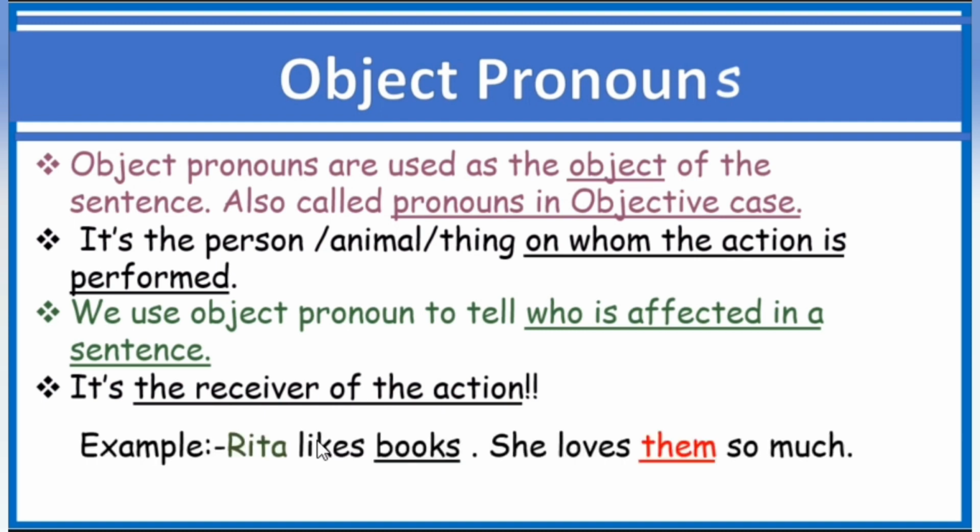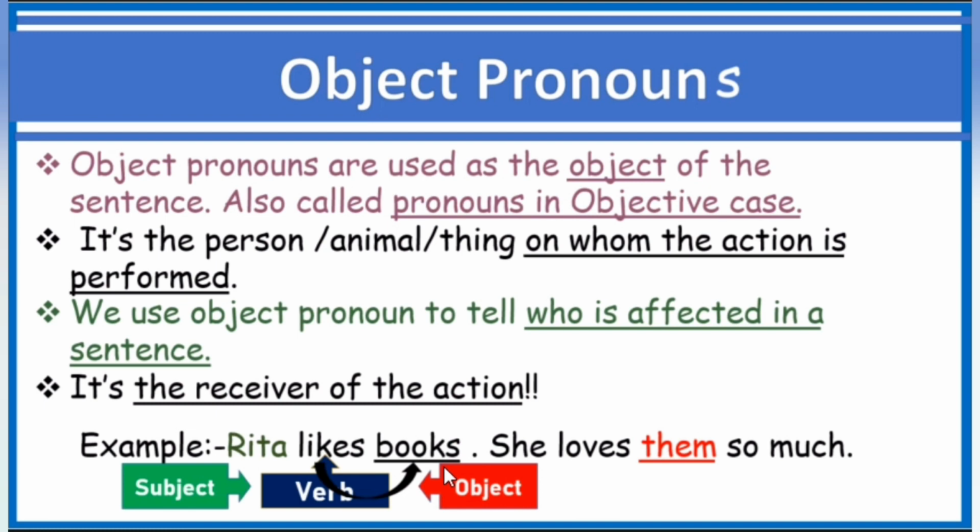The same example, Rita likes books. Here, the verb was likes and Rita was the subject. Who likes? Rita likes. What does Rita like? Books. So, books is the object. And in the second sentence, she loves them so much. Them means books. So, in place of books, which pronoun have we used? Them. So, them is an object pronoun.